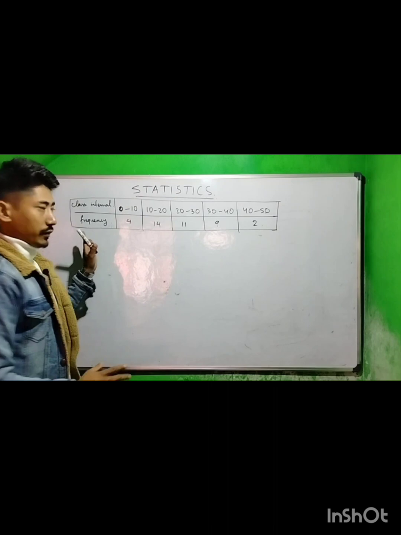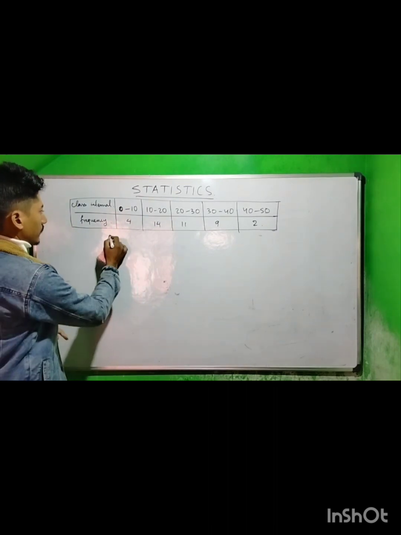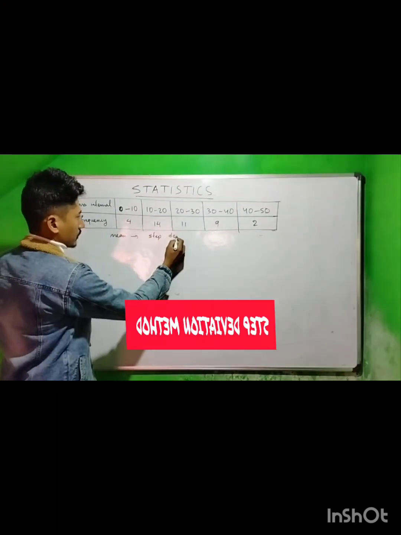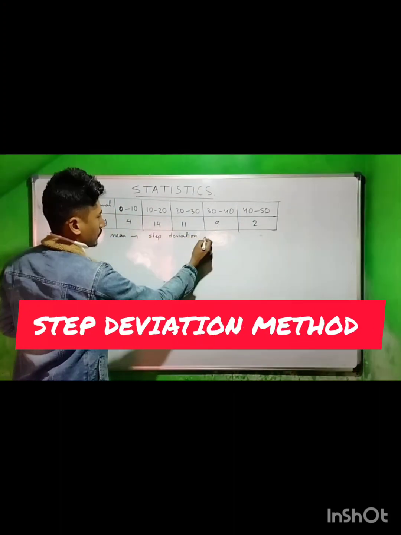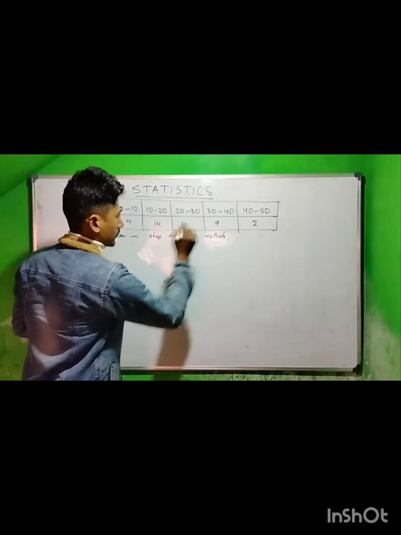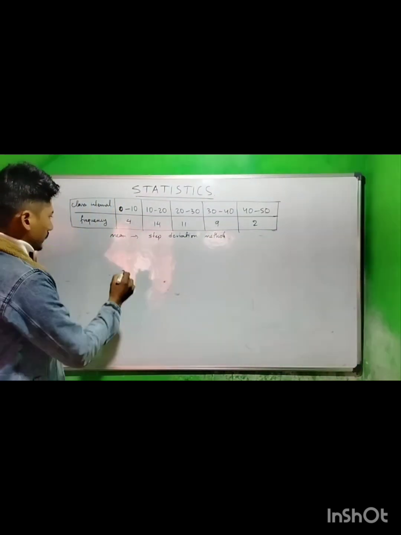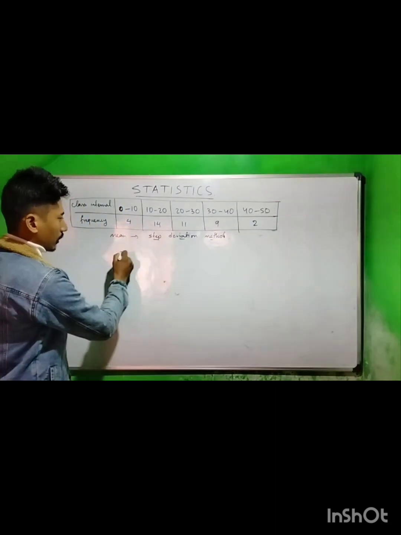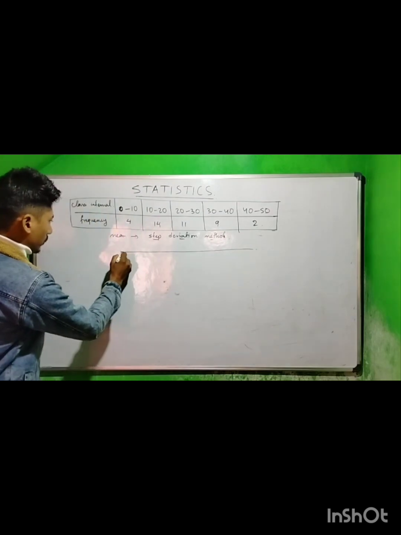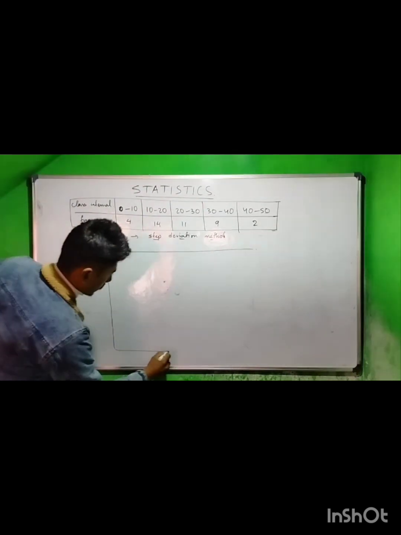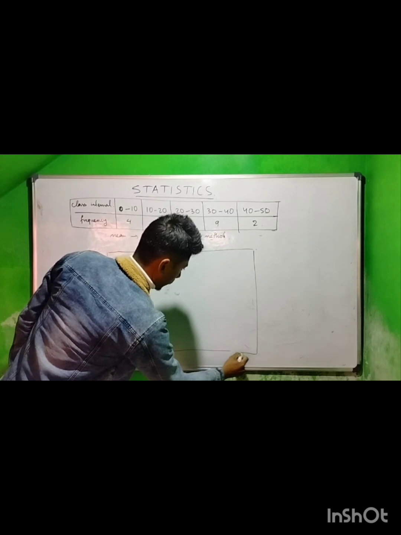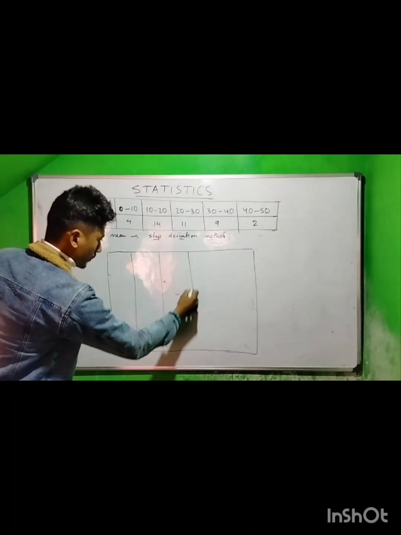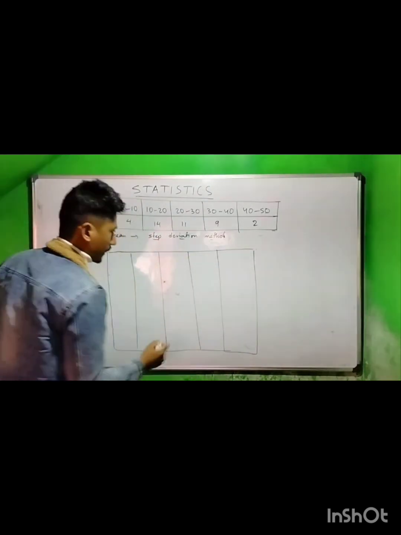Okay, I have a question of statistics. Here we have to find the value of mean by using the step deviation method. Let's start. For the step deviation method we have to make a table of 5 columns. So let's draw a table of 5 columns: 1, 2, 3, 4 and 5.